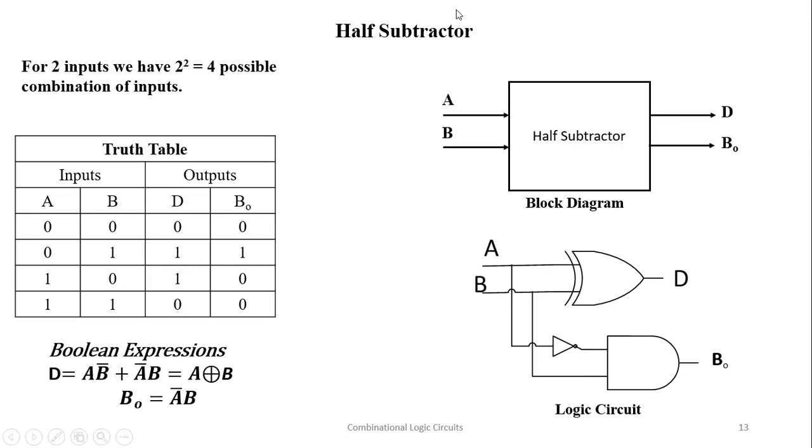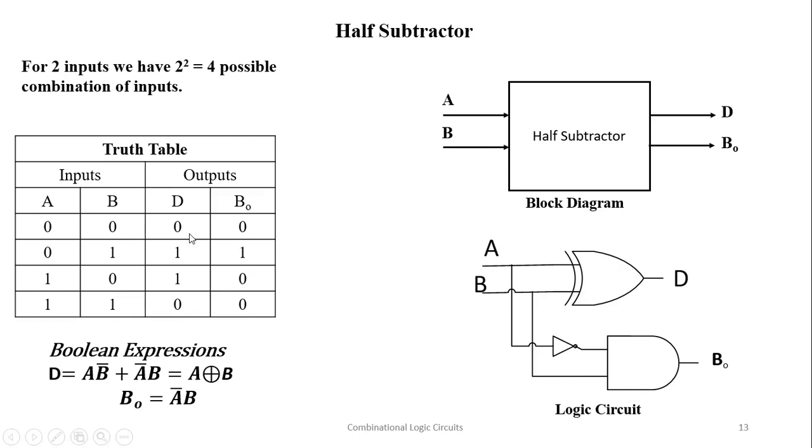This is the design. A half subtractor subtracts two bits. So we have two inputs and two outputs, a difference bit and a borrow. So this is a half subtractor. In the truth table we have two inputs, so we have four possible combinations. The difference bit is: 0 minus 0 is 0; 0 minus 1, the difference is 1 with borrow 1; 1 minus 0, the difference is 1 and the borrow is 0; and 1 minus 1, the difference is 0 and the borrow is 0.